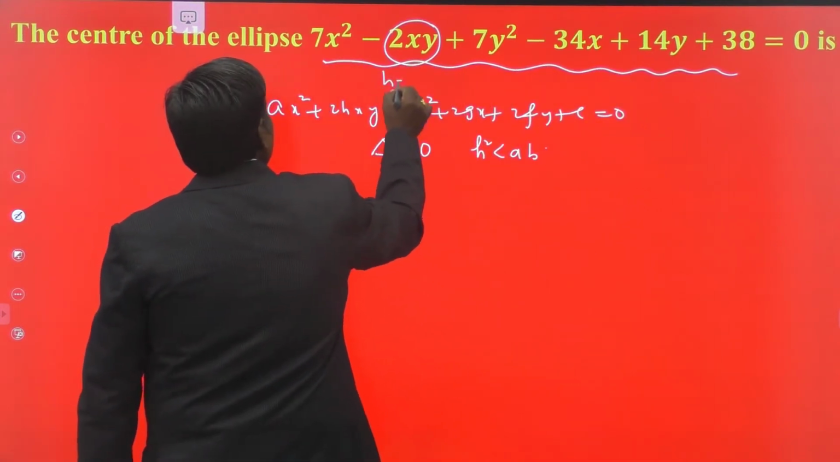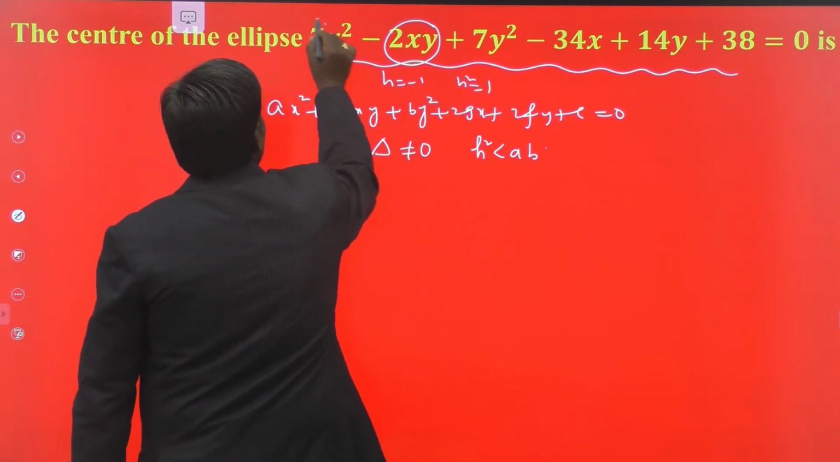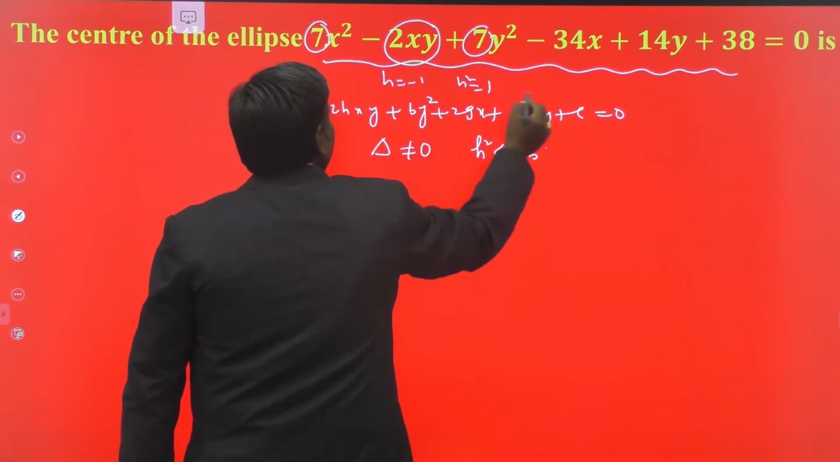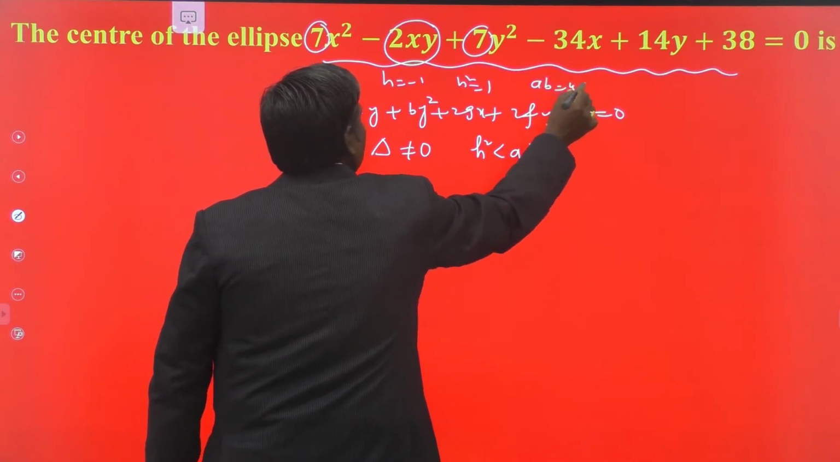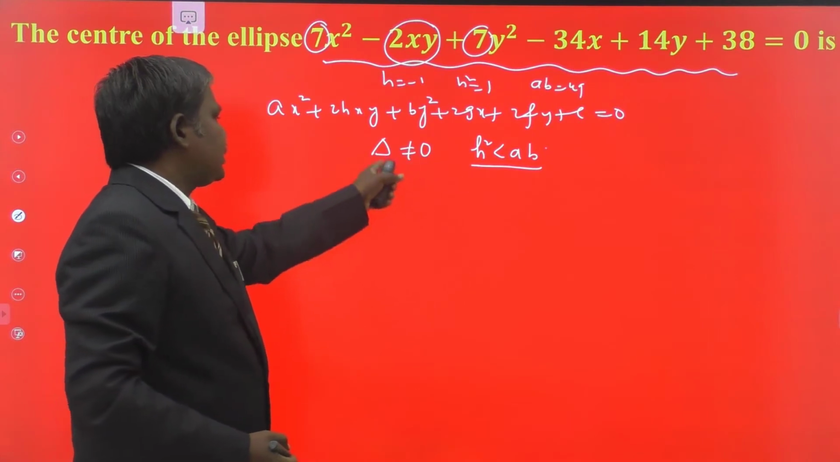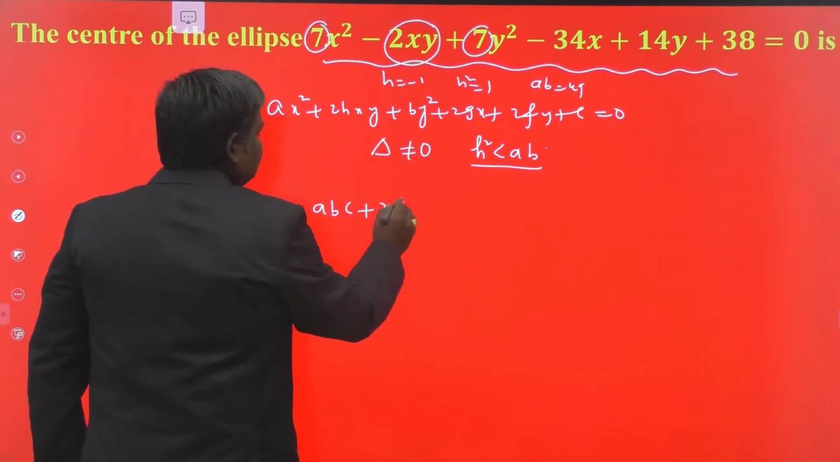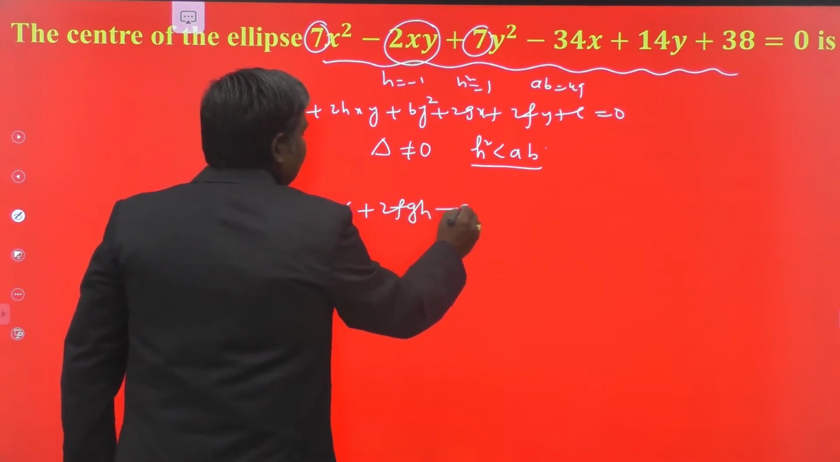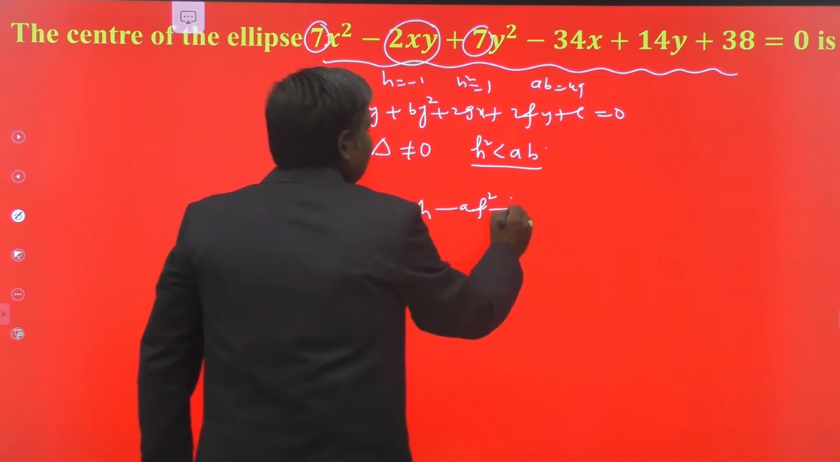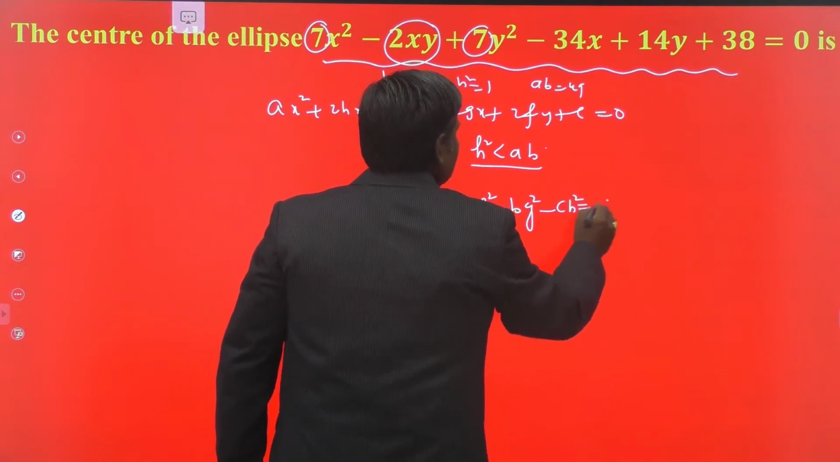What is the h value? Minus 1. H square is what? 1. A into b is 49. Clearly h square is less than ab, and you can write the delta value. What is the delta value? abc plus 2fgh minus af square minus bg square minus ch square is equal to 0.